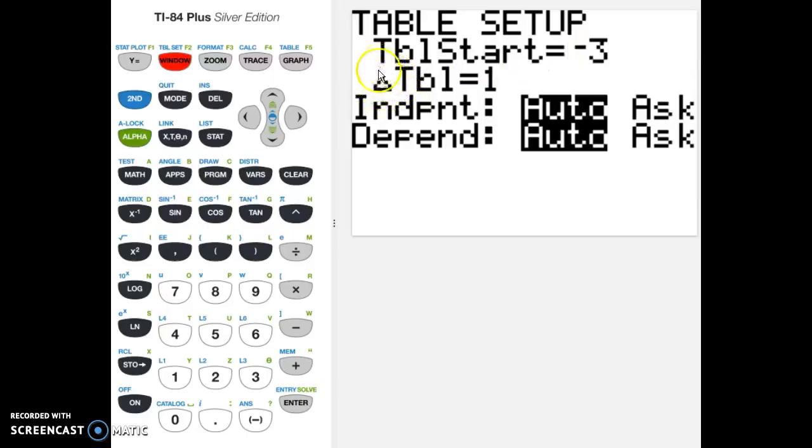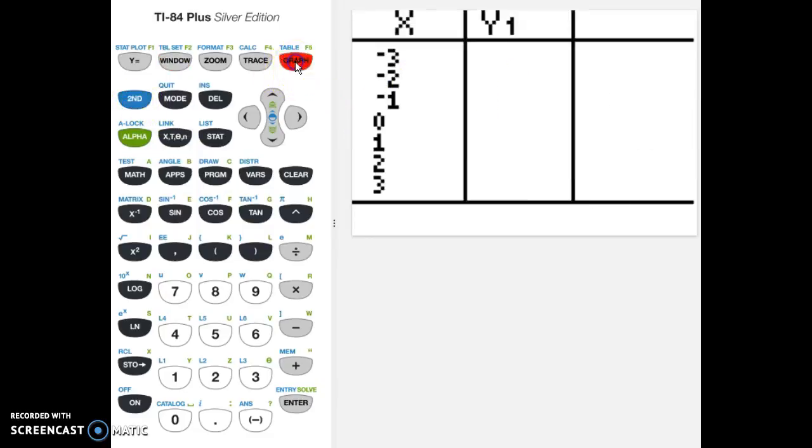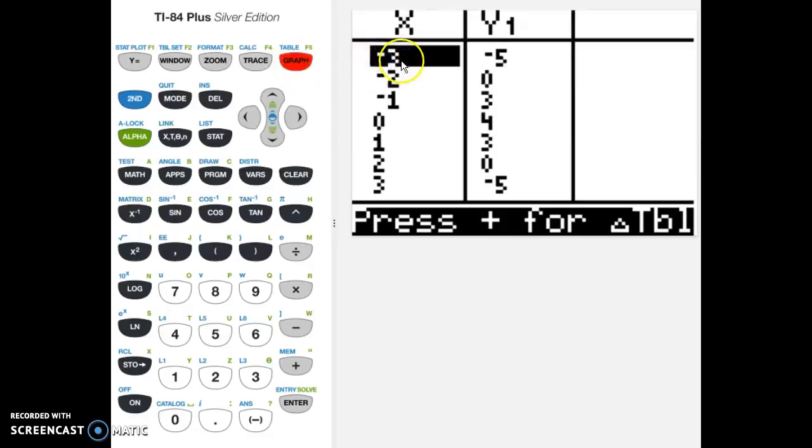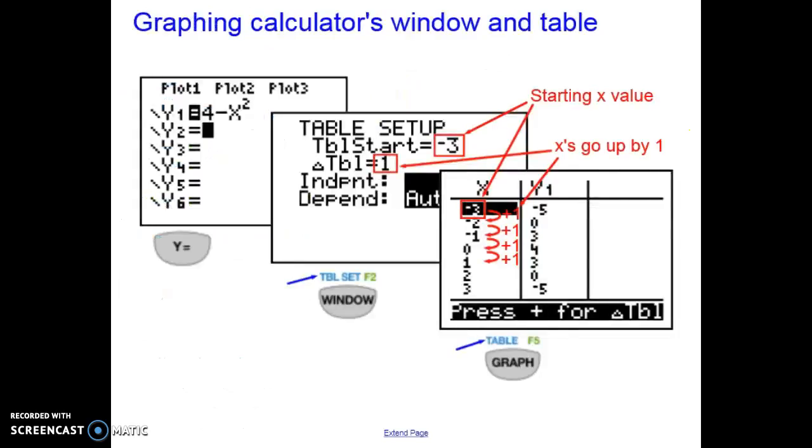This symbol means delta, or change in. You've probably used that in science. And so that's what it's changing by. Right now it's set to change by 1. So you can see my table starts at -3 and it changes by 1. That means this x value goes up by 1 each step. You can see that right here. This -3 will give you your starting value. This one will give you what it's going up by each step when you go to the table.